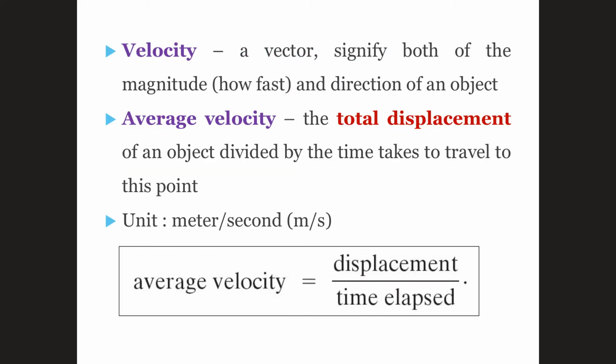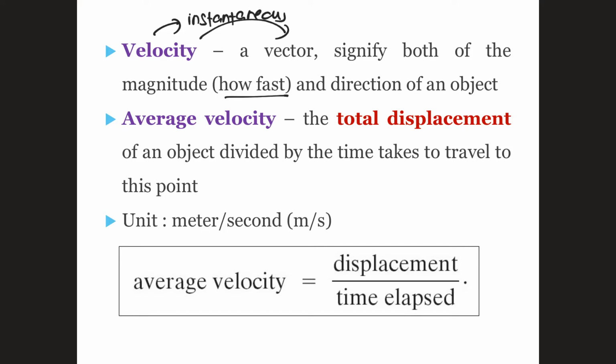Now we talk about velocity. Velocity is a vector, and velocity is used to signify both the magnitude of how fast an object is moving, and also the direction in which it is moving. We have velocity and we have average velocity. When you talk about velocity, basically we talk about instantaneous velocity, which I'm going to cover later.